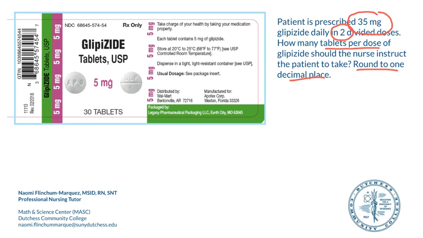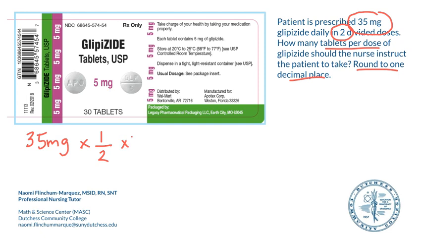Okay, so I see the label also tells me that these are glipizide 5 milligram tablets. So the information I'm given is that the patient is prescribed 35 milligrams in 2 divided doses. So I can use my conversion factor of just dividing it in half to get my dosage for one of the doses.